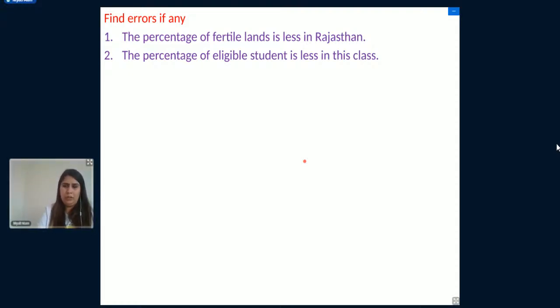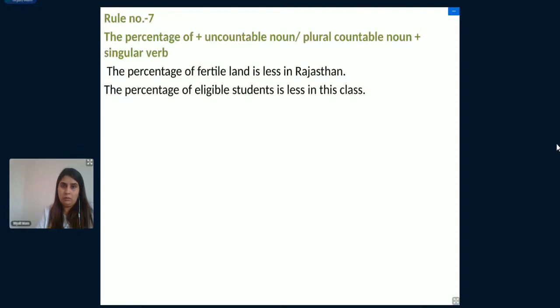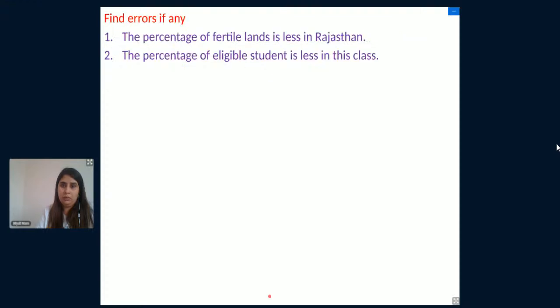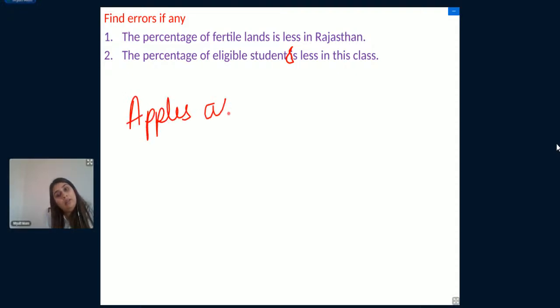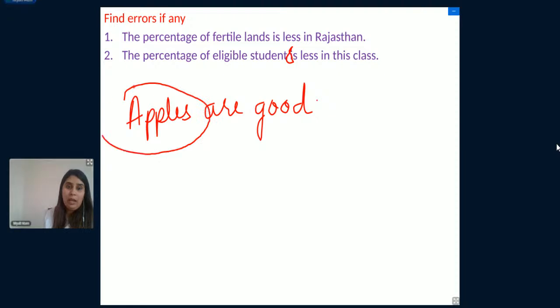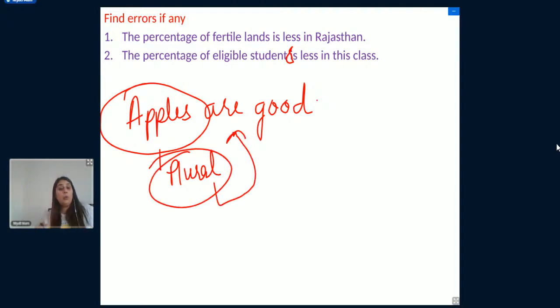You need to learn one thing. Wait a minute. See, this sentence is a bit misprinted here. It is students, the percentage of eligible students. Listen, let me write a sentence on the screen. Apples are good. Okay, so I have written a sentence on your screen that apples are good. If I talk about the subject in the sentence, then the subject here is apples, which is a plural word. And because it is plural, that's why our verb is also plural here. Apples are good. Okay, fine. The sentence is totally correct now.